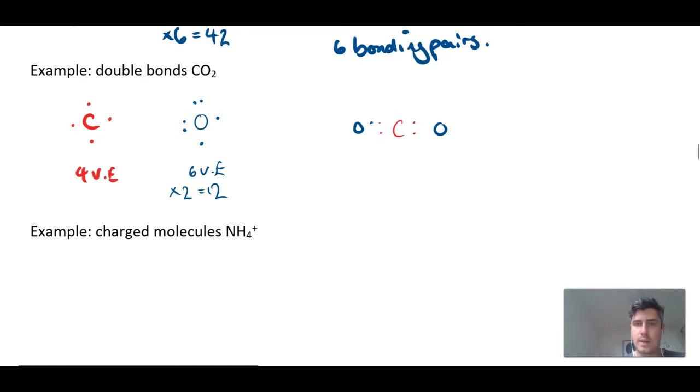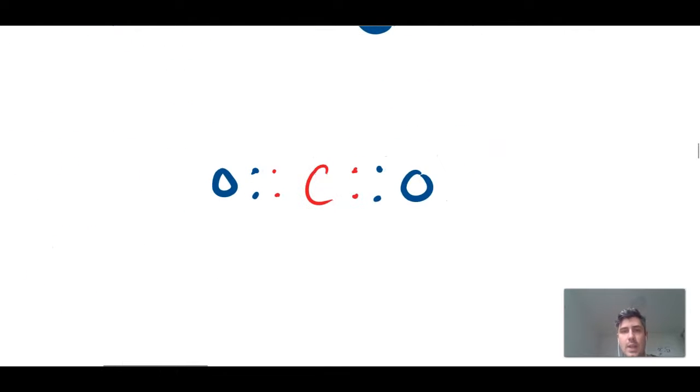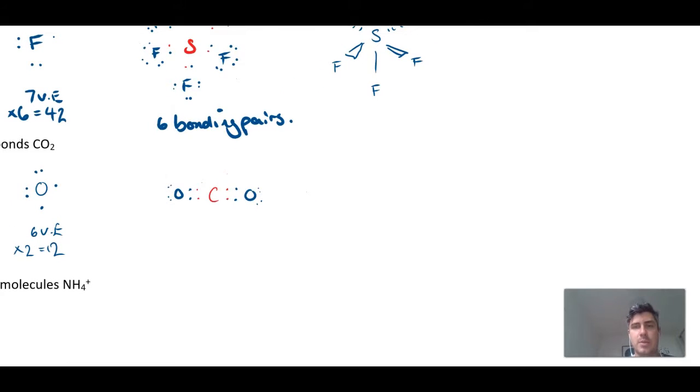So this is where we draw it a little differently. So that's a shared pair, and that's a shared pair, as is that and that. And that forms what we call a double bond. Now, not forgetting the lone pairs that are on the outside here. This gives us a linear shape molecule. So if I was to draw this, it would have a double bond and a double bond with 180 degrees.